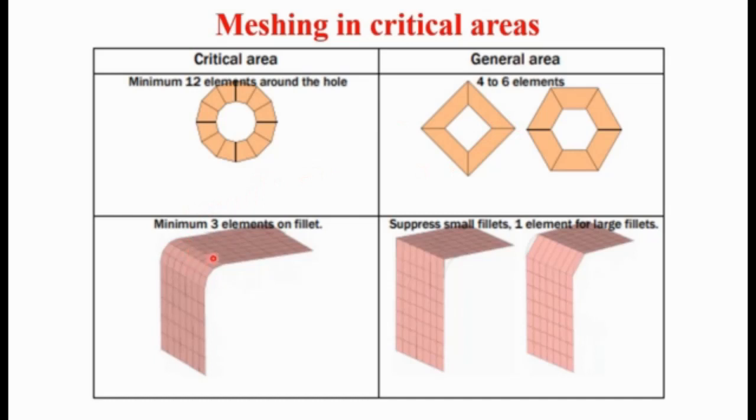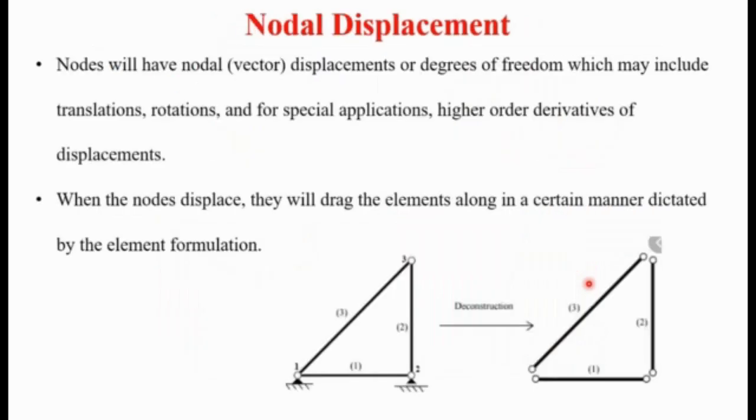Then when there is a small fillet, a minimum of 3 elements should be there on the fillet. This is the first row of elements, then the second and third rows. So a minimum of 3 elements should be there on small fillet surfaces. But when there is a sharp corner or a large fillet radius, only one element can be used for the large fillet surfaces. So these are some guidelines for meshing in critical areas.